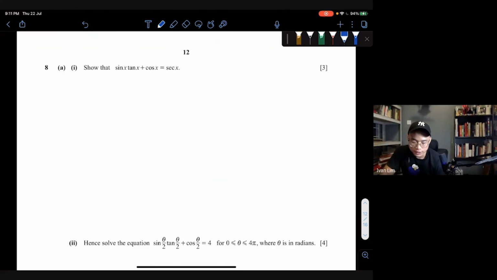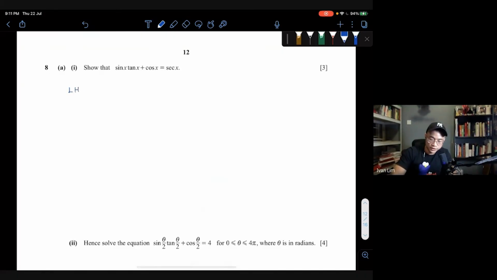Okay, show that sine x tangent x plus cos x equals secant x. So this is a proving trigo question. Always take the more complicated side and simplify it to the less complicated side. Same as everything in life, we don't want to complicate things. Things that are simple already, you don't complicate. Things that are complicated, you want to simplify. That's called problem solving. It's not always taking the left-hand side. You can take the left-hand side or the right-hand side to prove to whichever side.